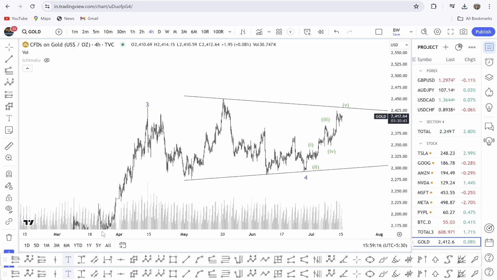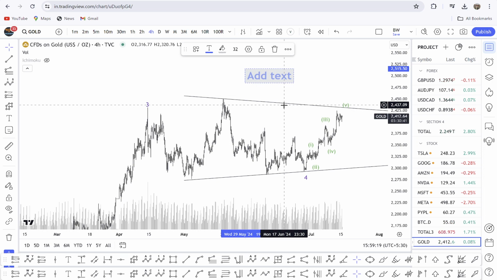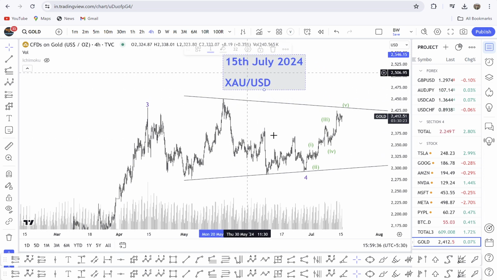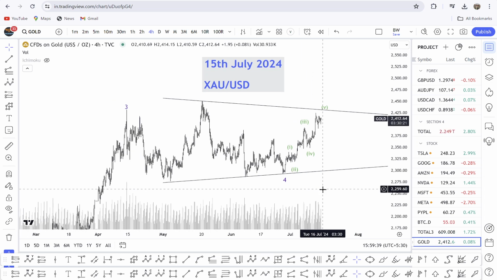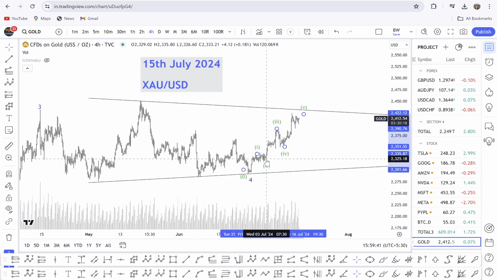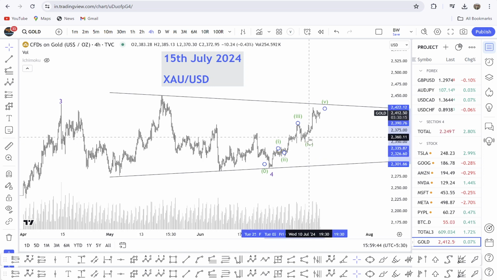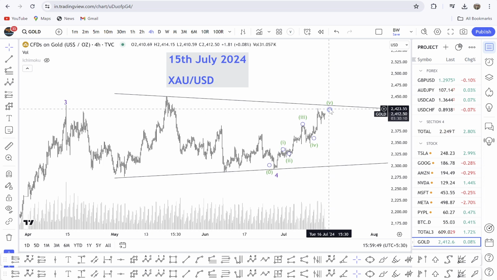Today, 15th July. I'm showing you the gold chart. So, in my last video, I counted the wave like this: 1, 2, 3, 4. Then my target was 2425. It's almost achieved.